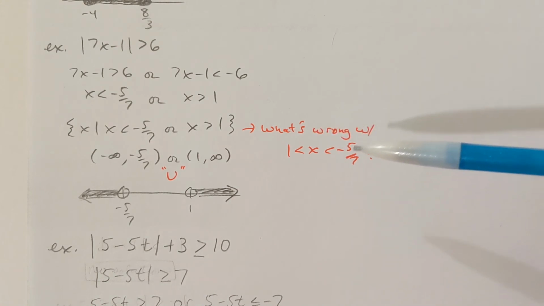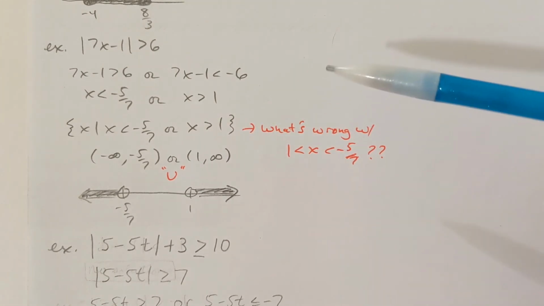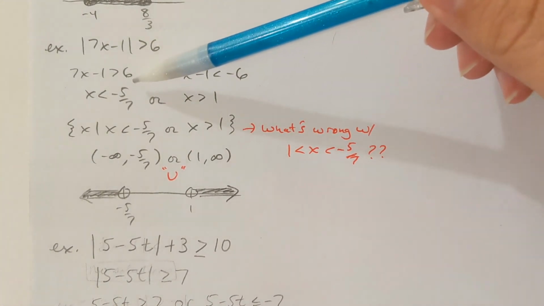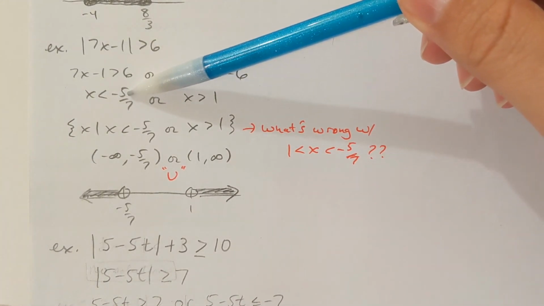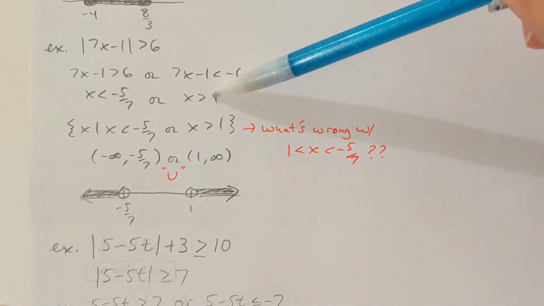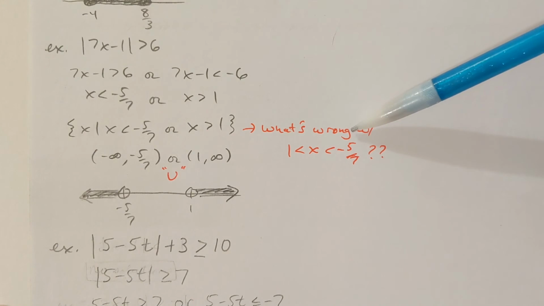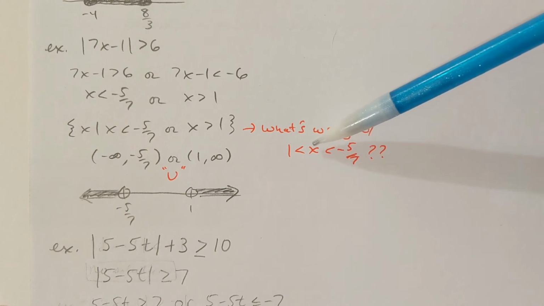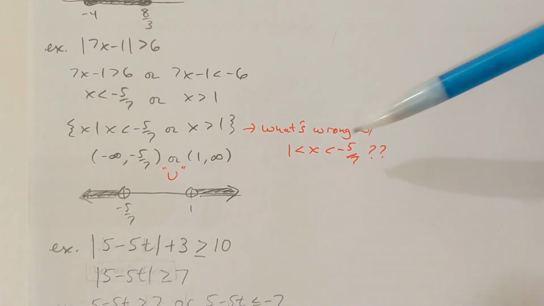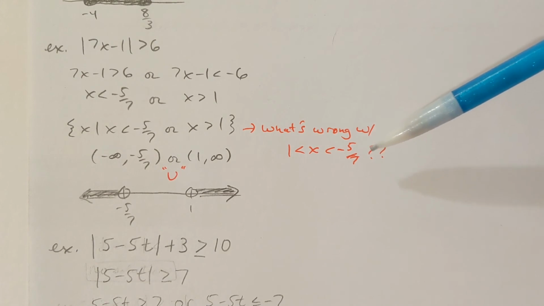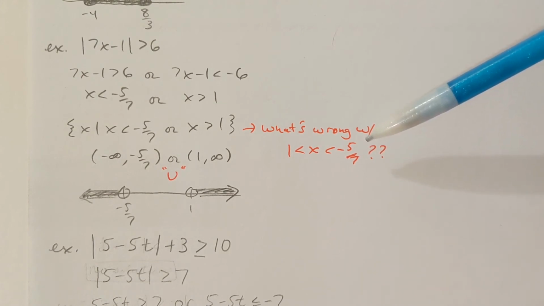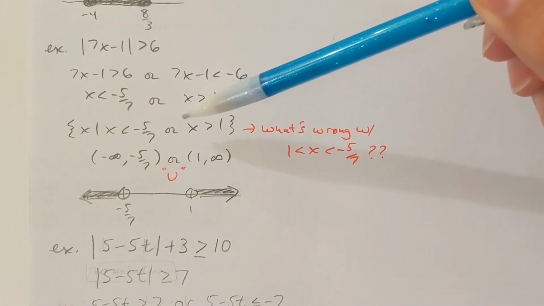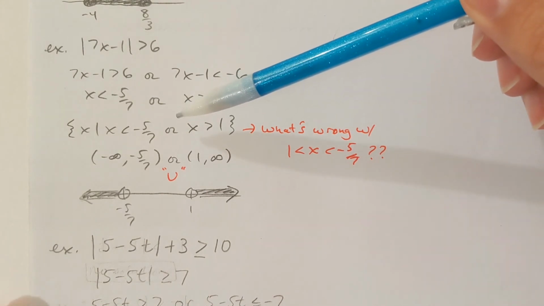What's wrong with combining this as a three-part inequality? So like x is less than negative 5/7, or x is greater than 1. Why not write it like that? Well, the problem with this is that you're saying that x is bigger than 1, but less than negative 5/7. So 1 is less than negative 5/7. That makes no sense. Okay. Or is a keyword that needs to be written in the answer.